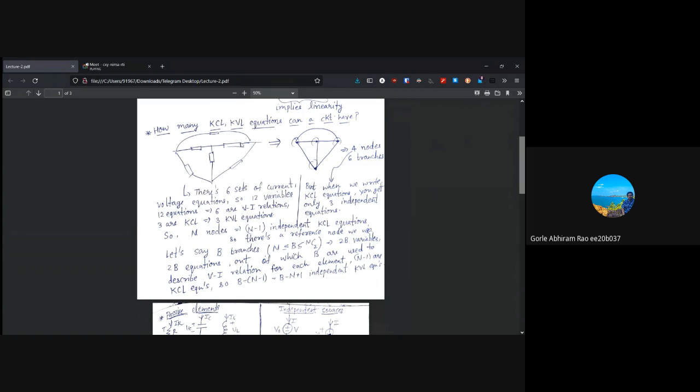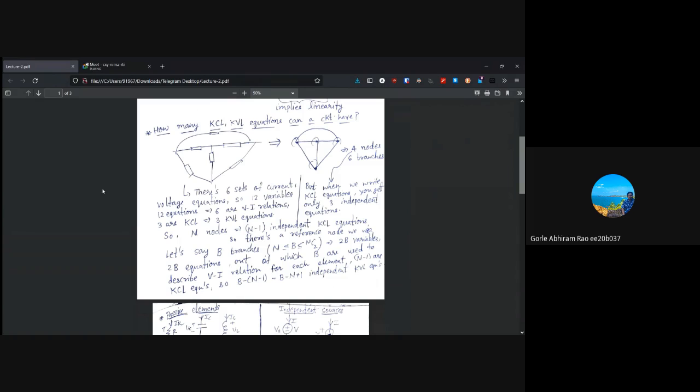In each of these 6 branches, we've connected electrical elements. For each electrical element there will be a voltage and a current associated with it. Since there are 6 branches, we'll have a total of 12 variables, and we can describe those 12 variables using 12 independent equations. Out of those 12 independent equations, we have 3 independent KCL equations. And for each element, we'll have a VI relation, depending on the nature of the element. So there will be 6 VI relations, and 3 of the equations are the independent KCL equations. The remaining 3 are the independent KVL equations for our given example.